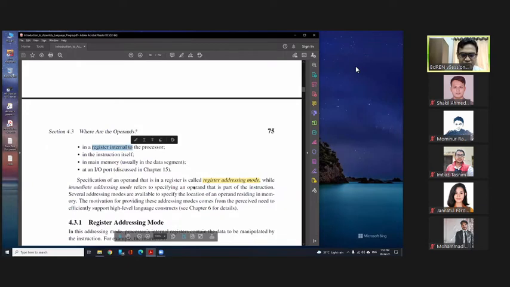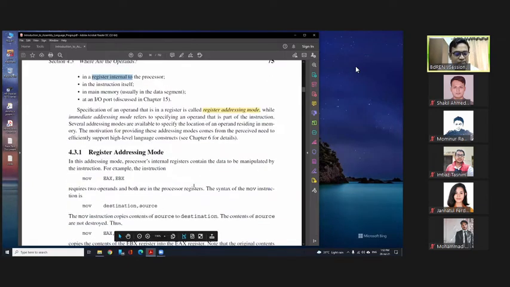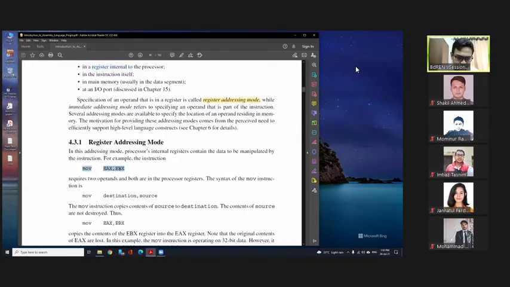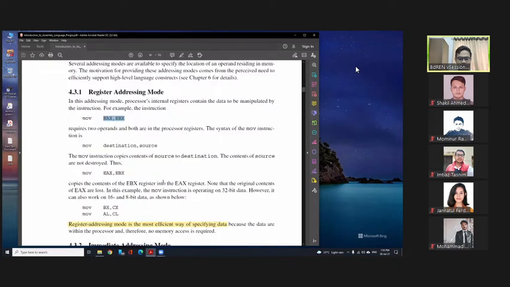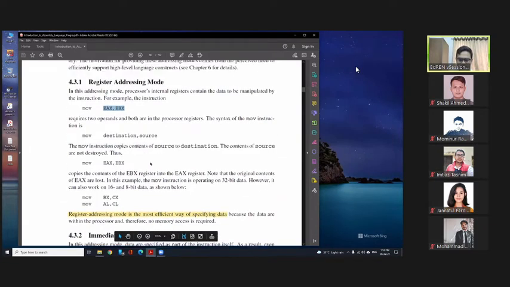So let us see. We already know the register addressing mode. That means the operand or the value of the variable is stored in the register. And we know that it's very fast because it's inside the processor, like this. We are moving the value inside the EBX to the EAX register. We know that these 2 are the data registers of the Pentium processor. So register addressing mode is very fast, and it will give you the fastest and most efficient way to get feedback.